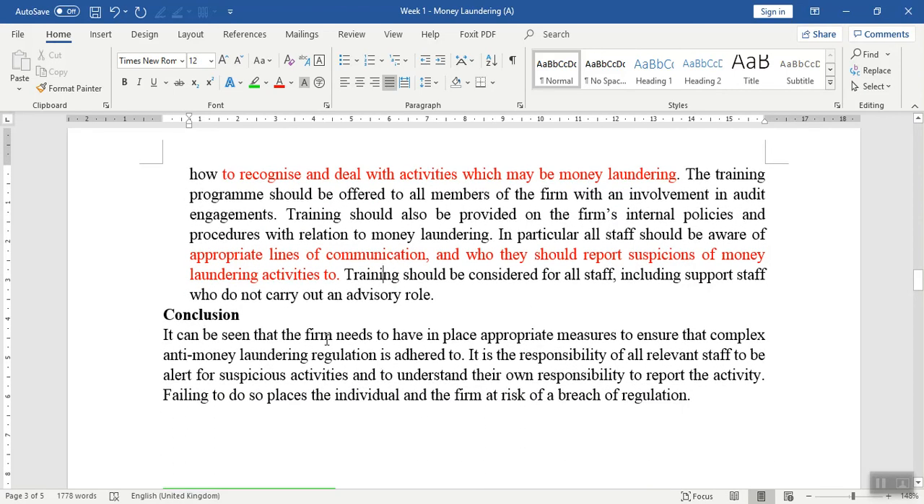Okay, it can be seen that the firm needs to have appropriate measures in place to ensure that complex anti-money laundering regulation is adhered to. Okay, so it is the responsibility of all relevant staff to be alert for suspicious activity and understand their own responsibility to report the activity. So failing to do so will place the individual and the firm in breach of regulation. Just a closing.